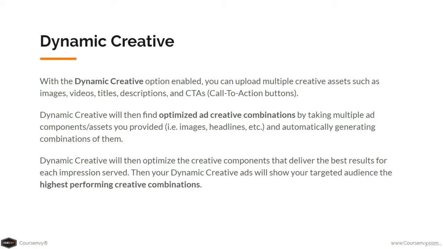Dynamic creative will then find optimized ad creative combinations by taking multiple ad components or assets you provided, these headlines, images, and so on, and automatically generate combinations of them. Dynamic creative will then optimize the creative components that deliver the best results for each impression served. Then your dynamic creative ads will show your targeted audiences the highest performing creative combinations.